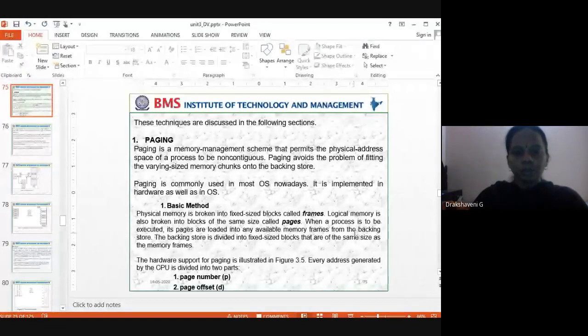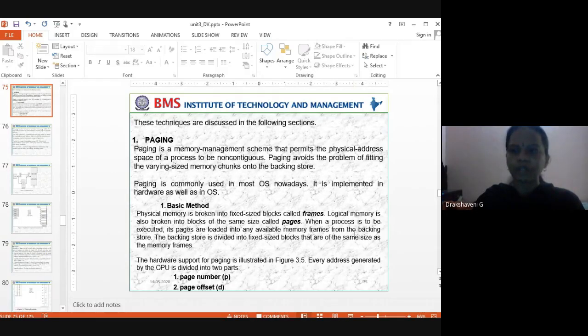Okay. The same way, here we can see paging. Paging is a memory management scheme that permits the physical address space of the process to be non-contiguous. It means the memory will not be continuous, and we cannot say that we will shift things. That's what paging says. Paging avoids the problem of fitting.